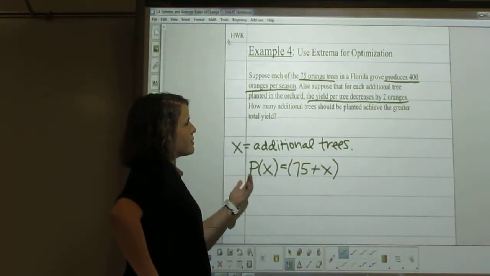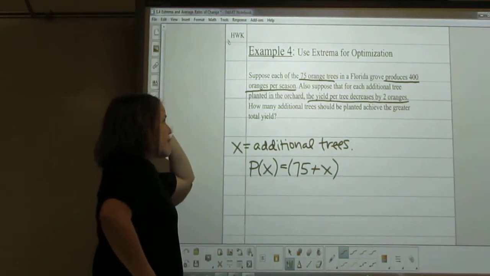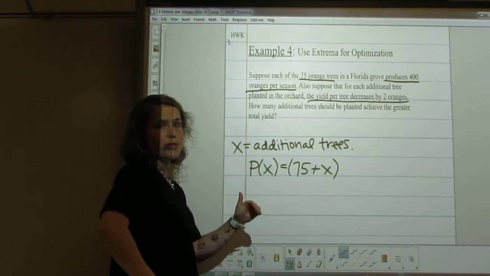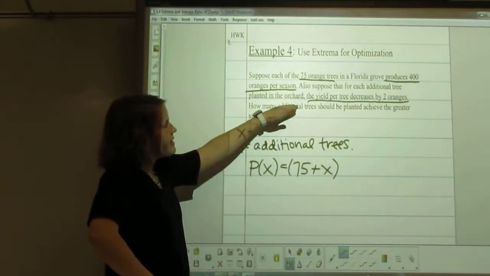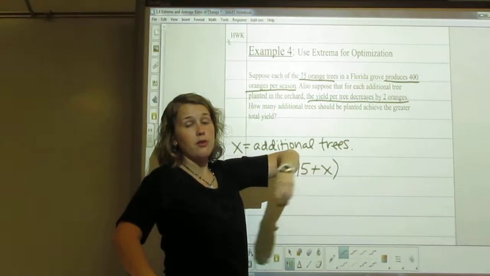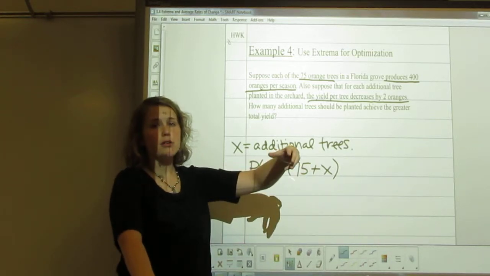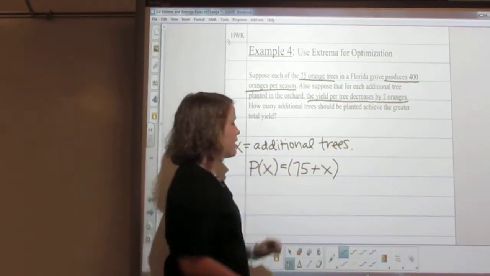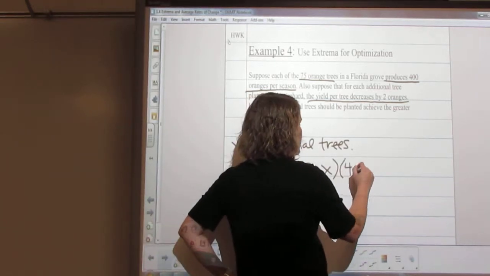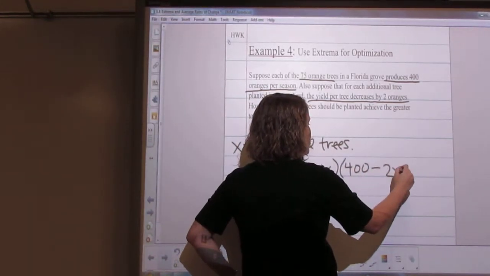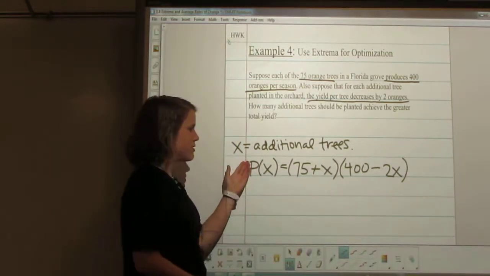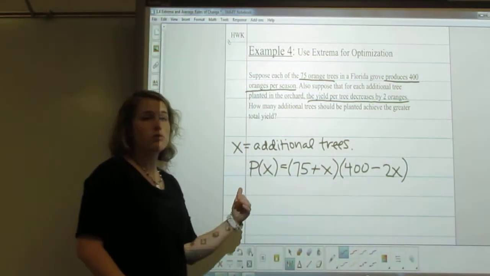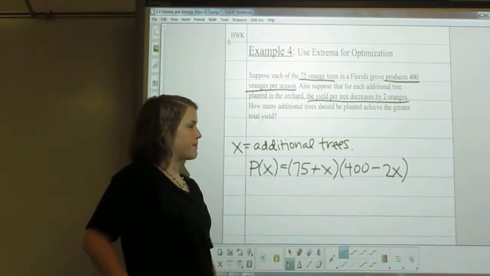But there's also another parameter that it gave us. We have 400 oranges that we get per season. But what it says here is that for each additional tree, for every tree that we plant after that 75, we're going to lose 2 oranges per tree. So we need to say 400 minus 2x, because remember our x is our additional trees. So we're going to lose 2 oranges per tree.